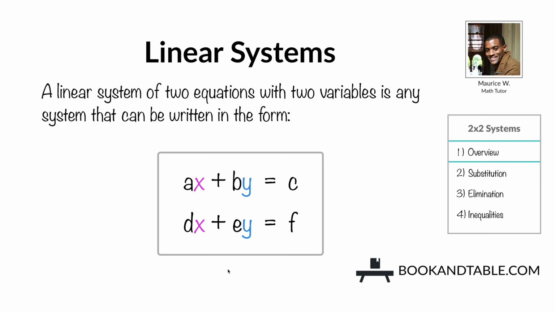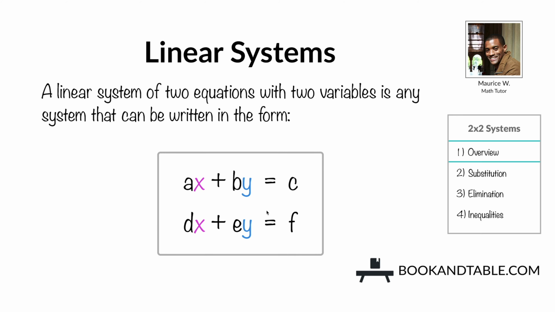So let's kick off the chapter by discussing linear systems. A linear system of two equations with two variables is any system that can be written in the form ax plus by is equal to c, dx plus ey is equal to f.